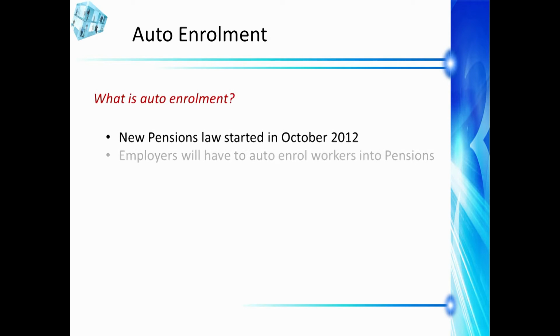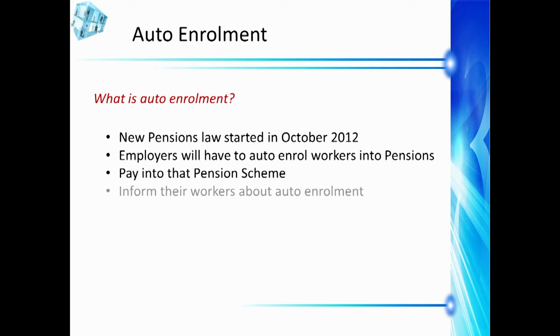So what is Auto Enrolment? Auto Enrolment is basically new pensions law that came into force in October of 2012, but it was only for the largest of employers. So in October 2012, it was for companies that had more than 120,000 employees. By the time we got to April of 2013, it had dropped down to smaller companies, i.e. those that had between 6 and 10,000 employees.